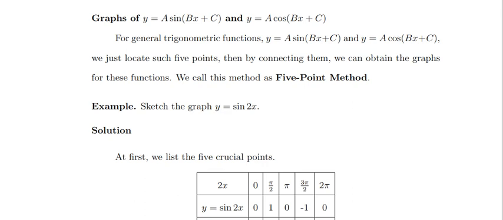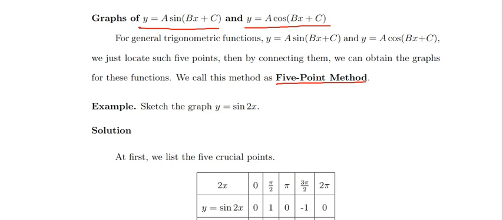So how about a little bit more general? General sine and cosine: y equals a, some coefficient, sine of bx plus c. So this is a little bit more general cosine. For those functions, how can we sketch the graph? We just use the 5 points method. We just check those 5 points.